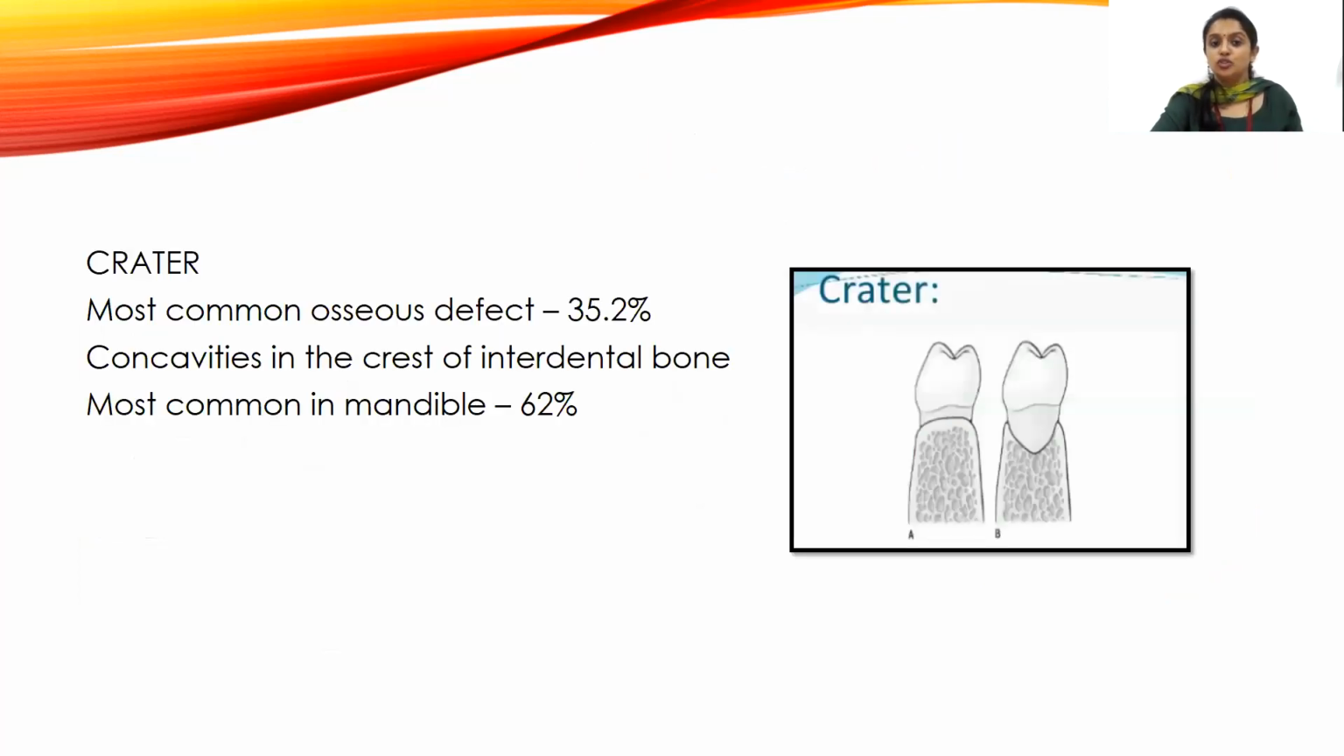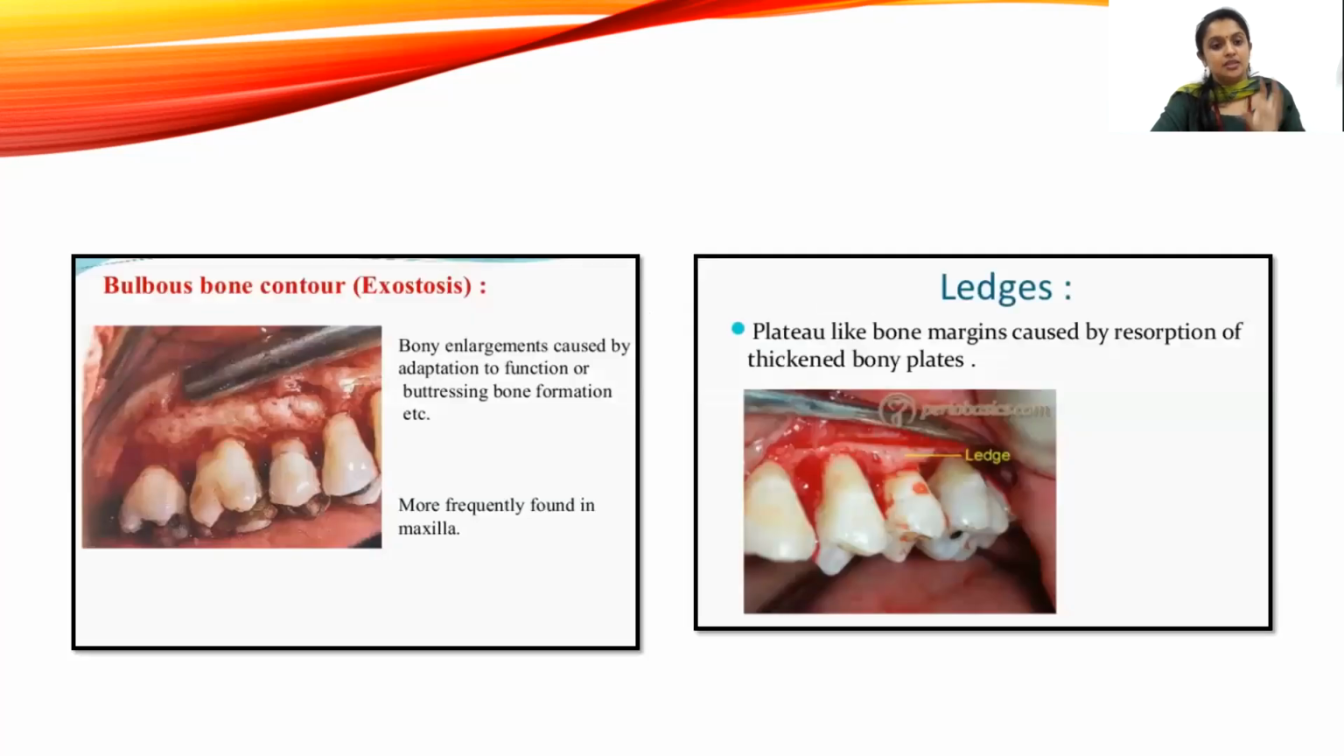Coming to craters, another most common osseous defect, where there are concavities in the crest of the interdental bone, most commonly seen in the mandible, around 62% in the mandible. This is a bulbous bony contour known as exostosis, where the bony enlargements are caused by adaptation to function or buttressing bone formation, and is more commonly seen in the maxilla.